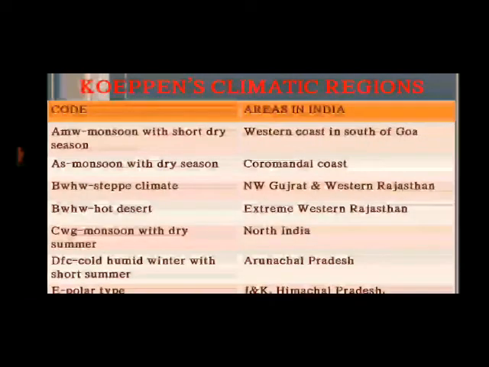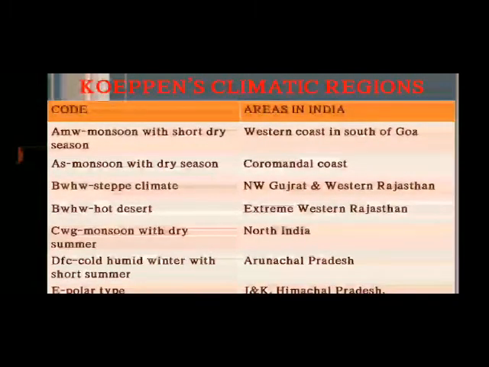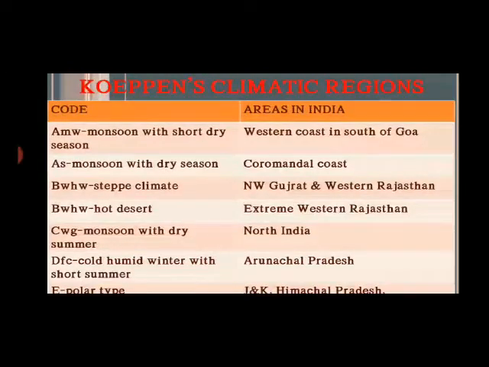There was a famous scientist whose name was Köppen. He gave the climatic regions, or rather divided the country into various climatic regions of our Indian subcontinent. This is a table which is showing you the code and areas of the division in India.